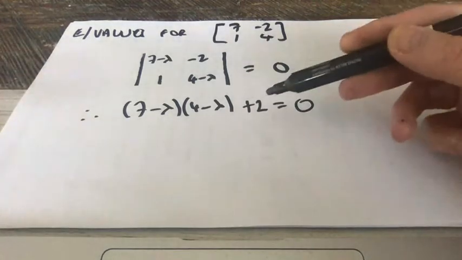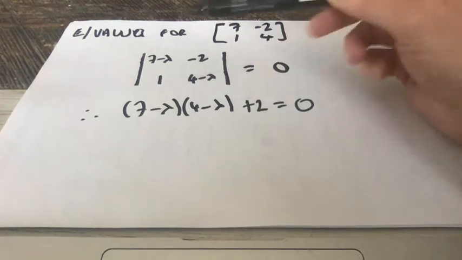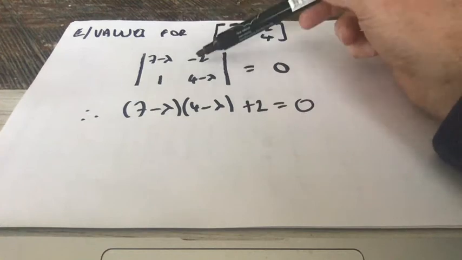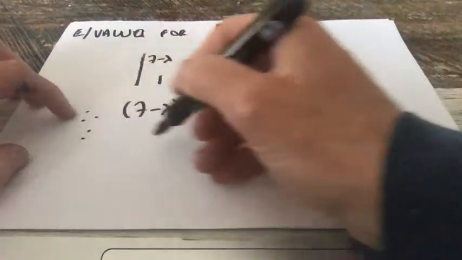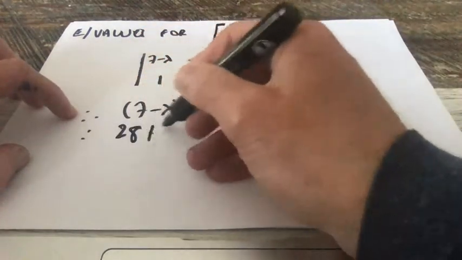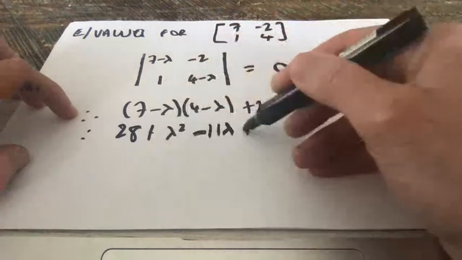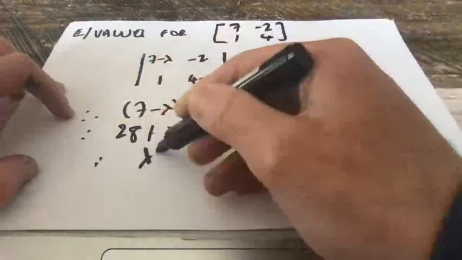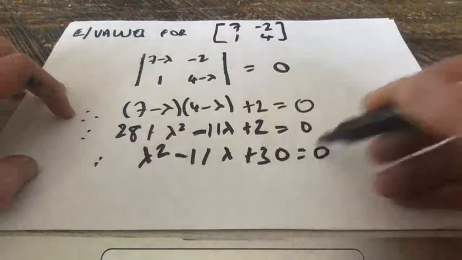Be very careful with the minus signs here, folks, because typically in the exam, people screw this up. Remember what the determinant of a 2 by 2 matrix is: it's this by this minus this by this. And this by this in this case is minus 2, and minus by minus gives you plus. So when you multiply that out, you'll get 28 plus lambda squared minus 11 lambda plus 2 is equal to 0. So therefore you get lambda squared minus 11 lambda plus 30 is equal to 0.